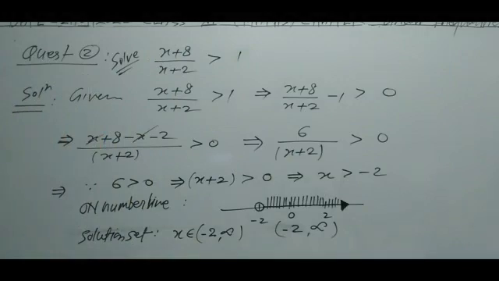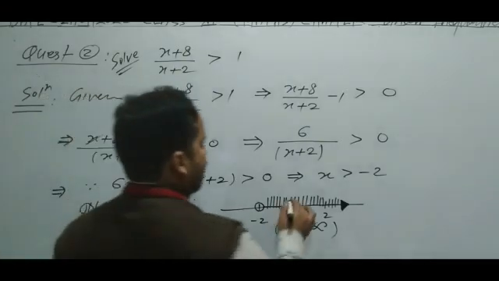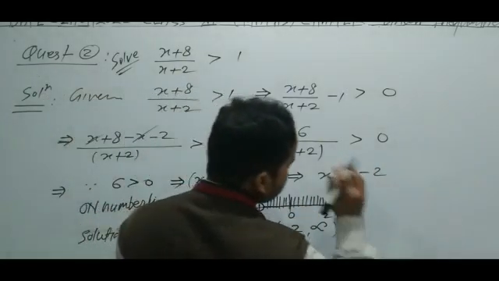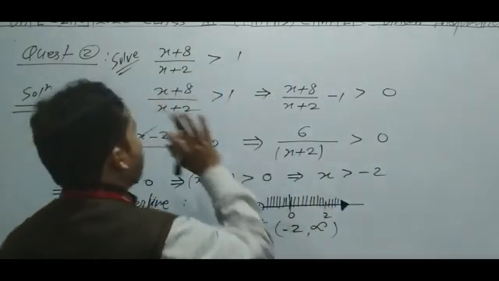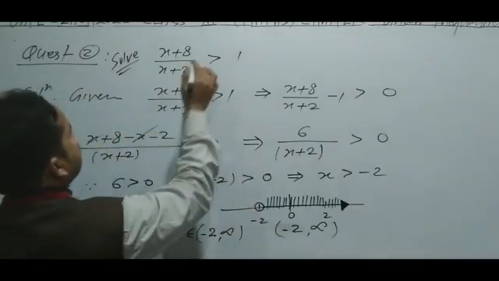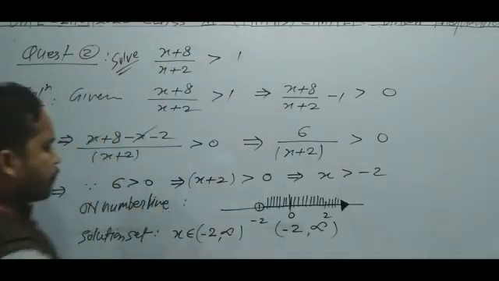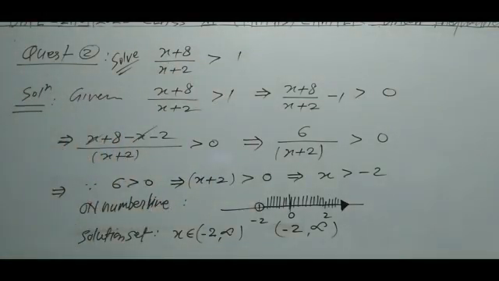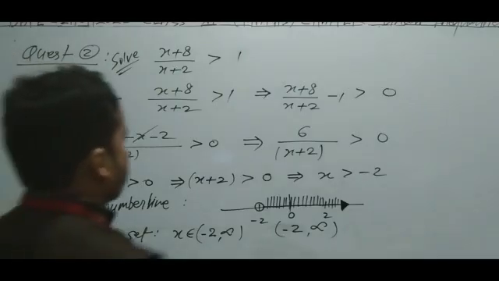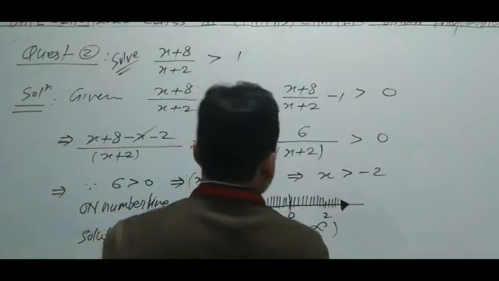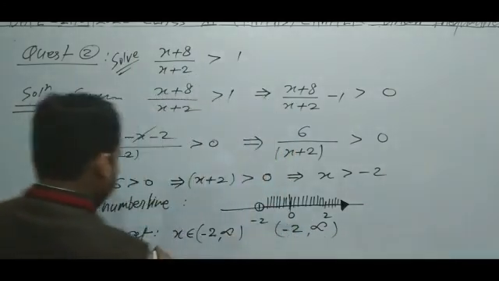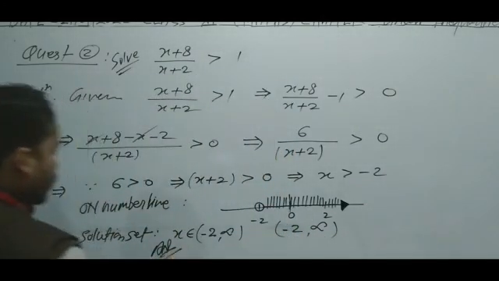Now there are so many numbers you can take from minus 2 to infinity, any number you can put here, and you will see this inequality is satisfied, and the result is always more than 1. So this question is totally completed, and the answer is minus 2 to infinity. This is the answer.